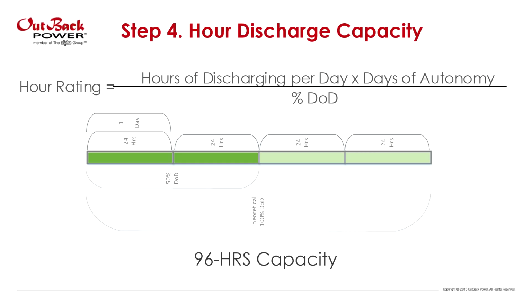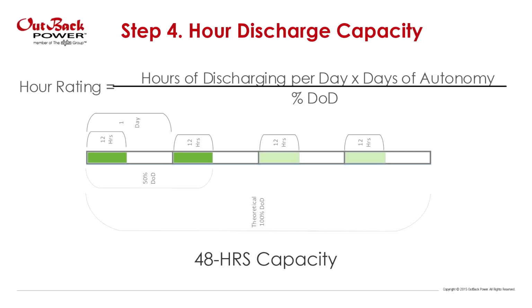So if we were to discharge this battery to, theoretically, we would never do this, but theoretically, 100%, we would be discharging this battery a total of 96 hours. So for our application, because of these variables, our hours discharged per day, our days of autonomy, and percent discharge per day, we will end up with a 96-hour capacity, okay? We're gonna do this one more time with our actual scenario.